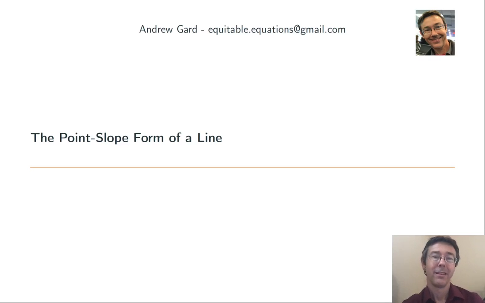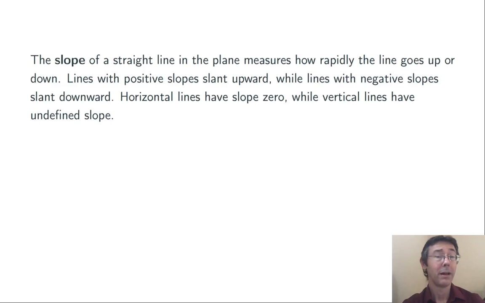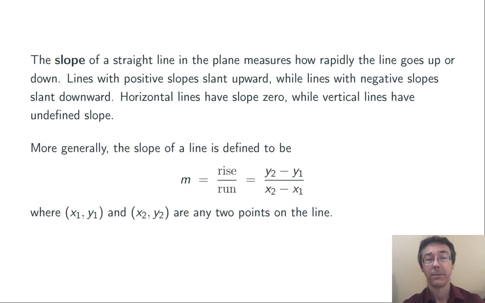Hey everybody. Today we're talking about straight lines and point slope form. So remember that the slope of a straight line measures how fast it's increasing or decreasing as you read from left to right. Lines with positive slope slant upward, and lines with negative slope slant downward. Horizontal lines have zero slope, and vertical lines have undefined slope.